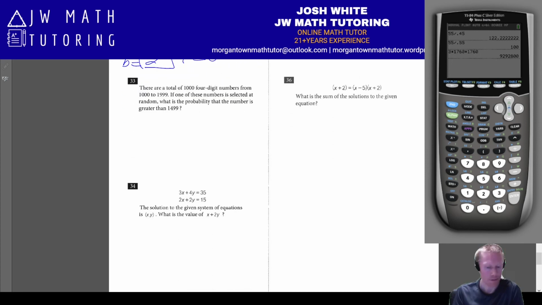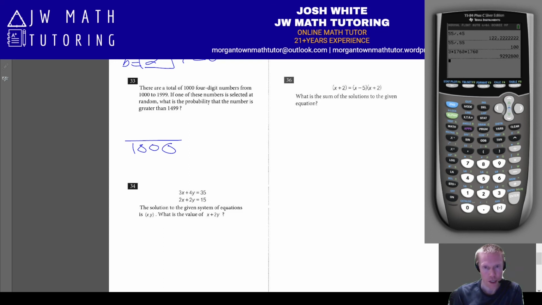Below that, problem number 33, it's a probability question. So if you select a number at random from 1000 to 1999, what's the probability that the number is greater than 1499? So first of all, there are a total of 1000 numbers that we can choose from. So the denominator of our probability is going to be 1000. It's already given.